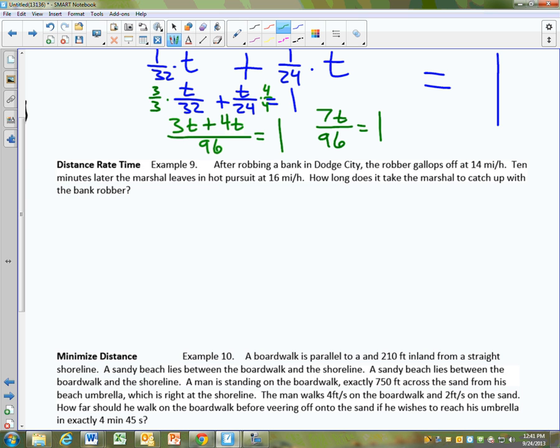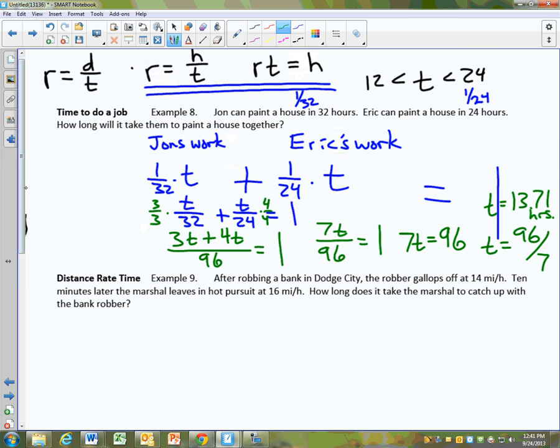How do I get rid of the 96? Times it by 96. So 7t is equal to 96. Divide by 7. Time is equal to 96 divided by 7. Can somebody take 96 and divide it by 7? So it takes them 13.71 hours to do it together. Does that make sense in context of a reasonable answer for us? Yeah, it's bigger than 12, it's less than 24.